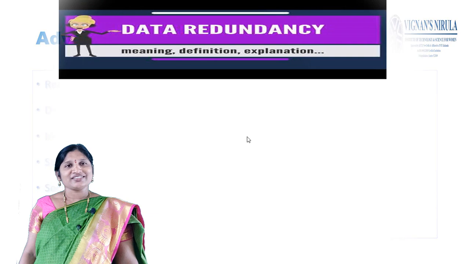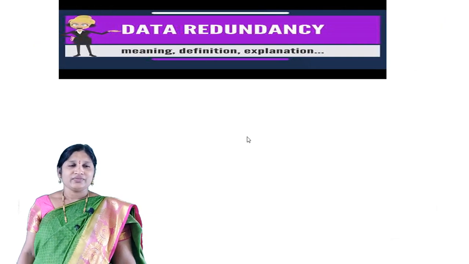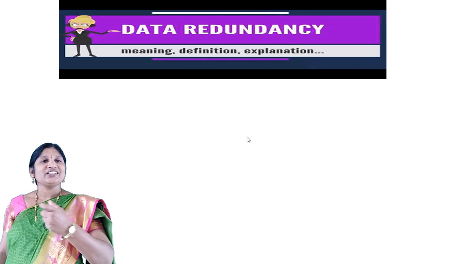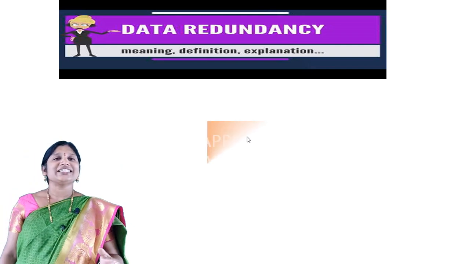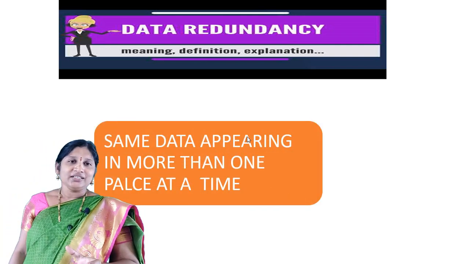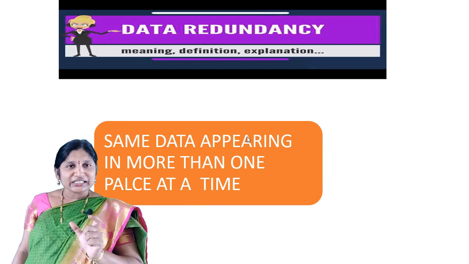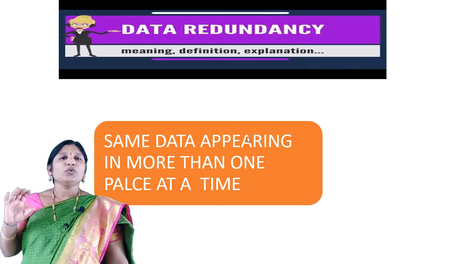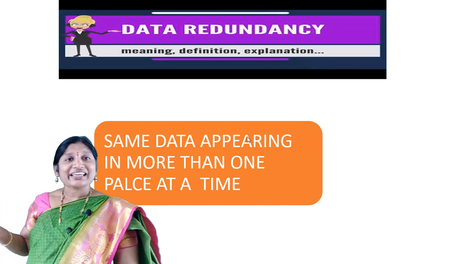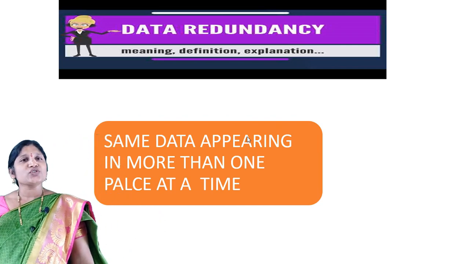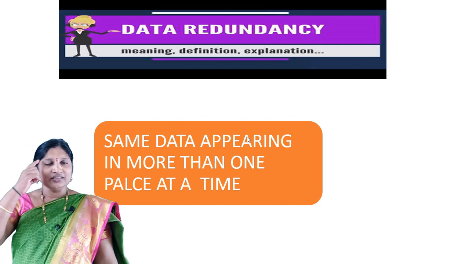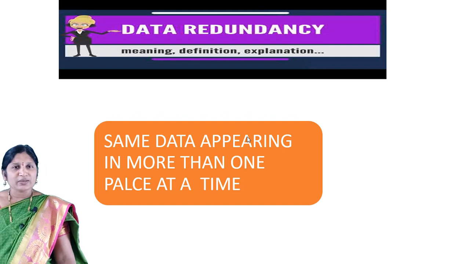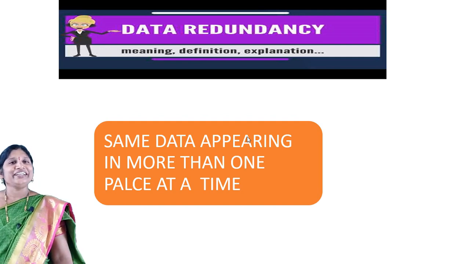The first one is data redundancy. What is data redundancy? Duplicated data is called redundant data. What is the duplicated data? In technical terms, the same data appearing in more than one place at the same time is called redundant data.